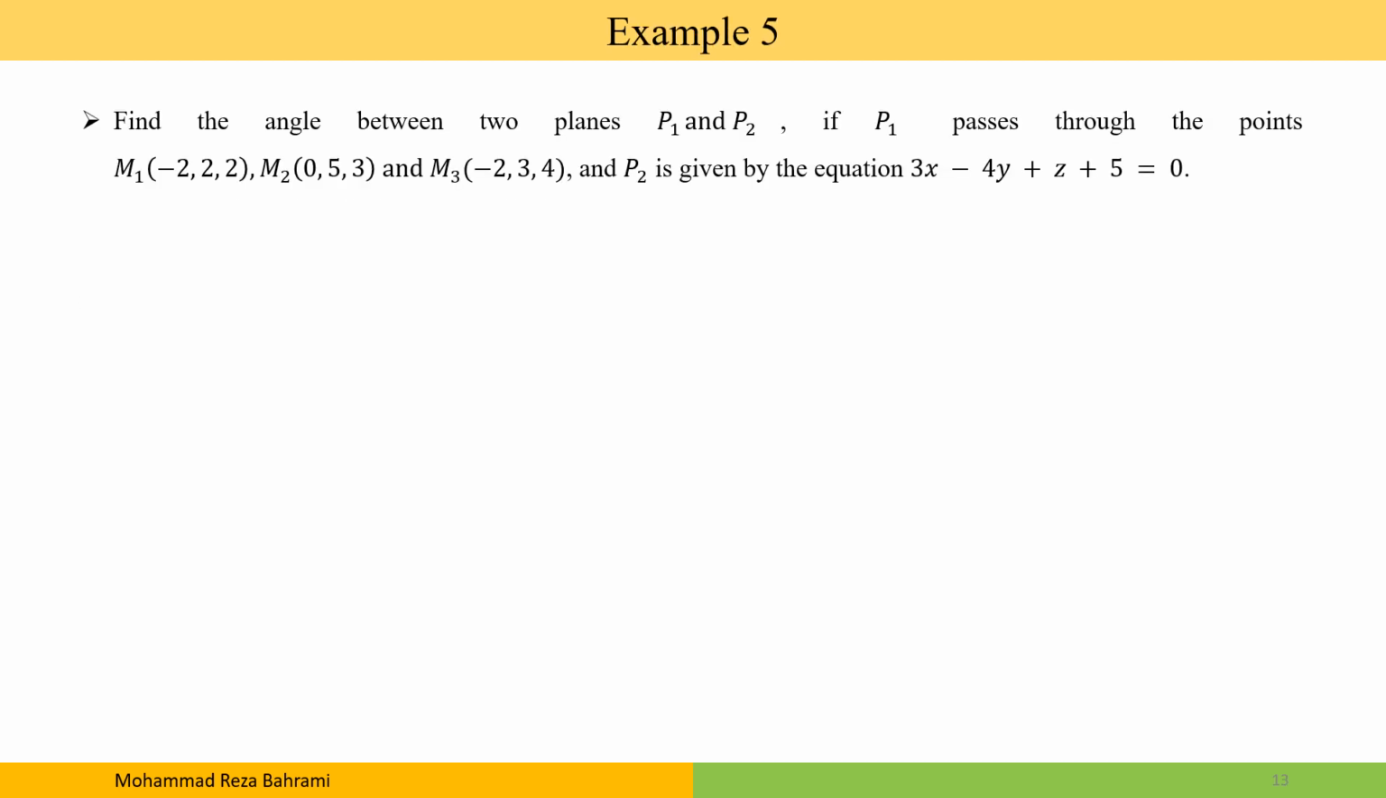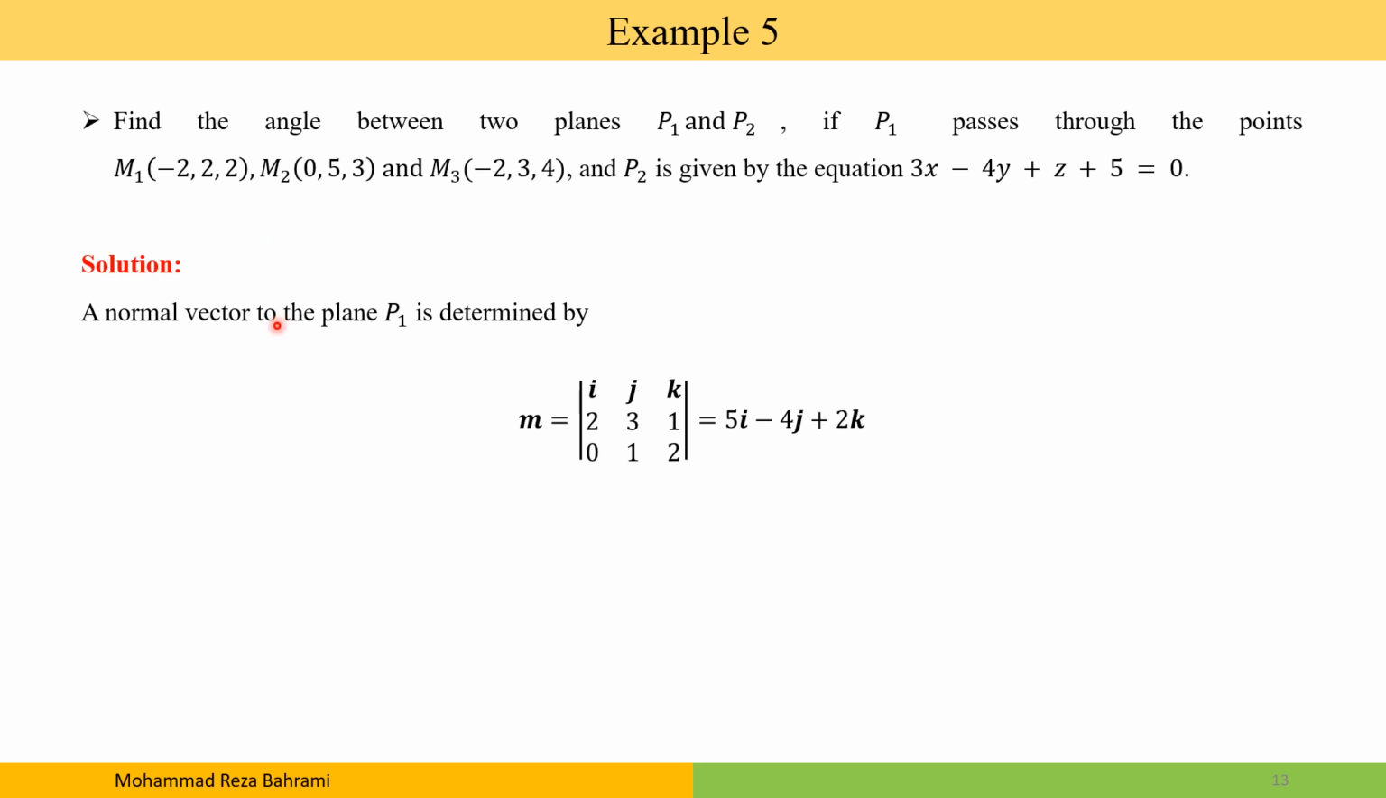Let's have an example here. We want to find the angle between two planes, P1 and P2, if P1 passes through the points M1, M2, and M3, and P2 is given by the equation 3x minus 4y plus z plus 5 equal to 0. So we know that to find the angle between two planes, we need to find the angle between two normal vectors. So for P1, which passes through 3 points, to find the normal vector, we use the determinant from the previous slide. So here we have i, j, k.